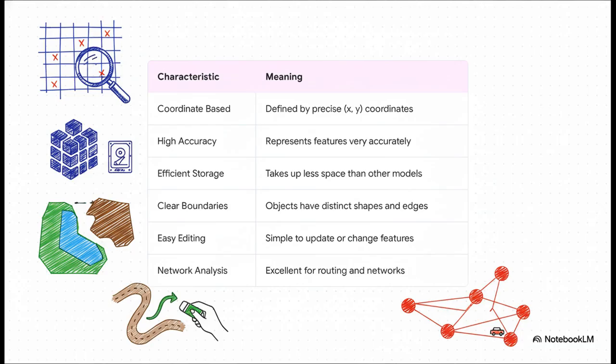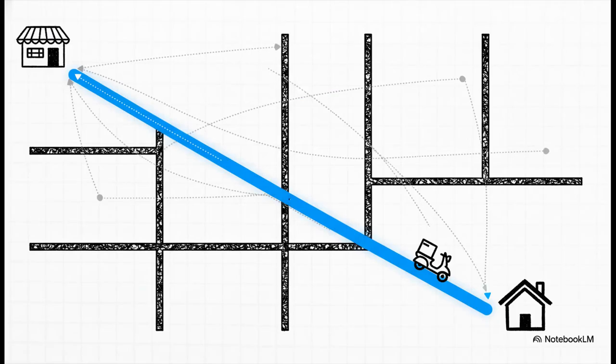Because vector data is built on precise coordinates, it's incredibly accurate. It's also super efficient, so it takes up less storage space on your devices. Plus, as you can see, features are easy to update, and the boundaries are always crystal clear. But that last one on the list, that is a total game changer. Network analysis. This is the magic behind so many of the apps we use every single day.